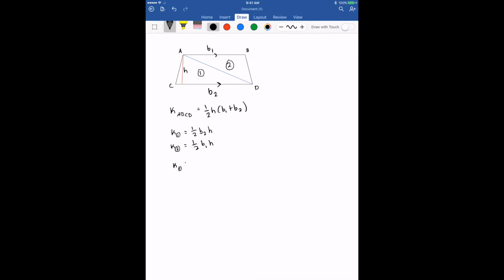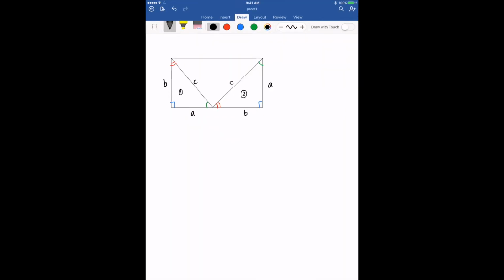So if I want to find the area of this whole shape ABCD, I'm going to add the area of these two triangles. So I'm going to have 1/2 b2h plus 1/2 b1h. And if I factor out a 1/2 h that's in common, I get b1 plus b2, which is exactly this. Now we're going to look at Garfield's proof of the Pythagorean theorem.